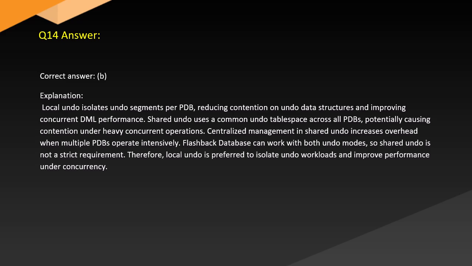Answer. Correct answer, B. Explanation. Local undo isolates undo segments per PDB, reducing contention on undo data structures and improving concurrent DML performance. Shared undo uses a common undo tablespace across all PDBs, potentially causing contention under heavy concurrent operations.